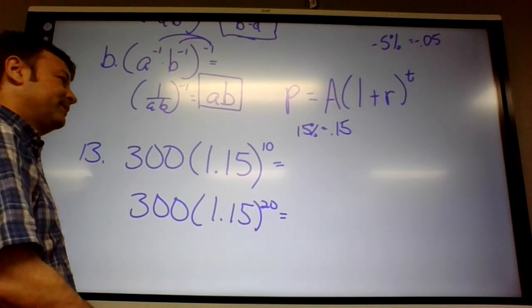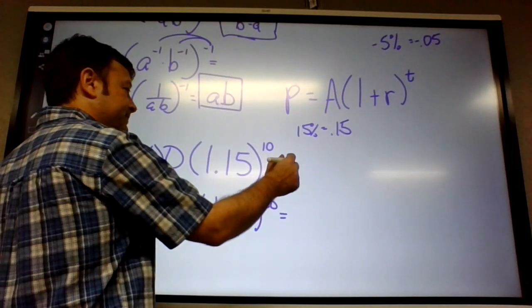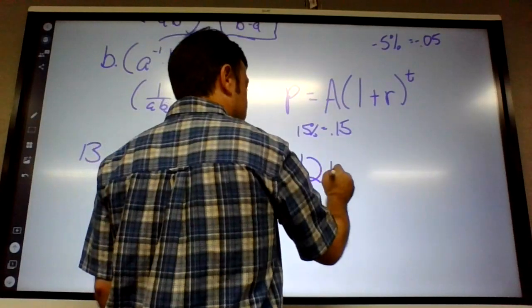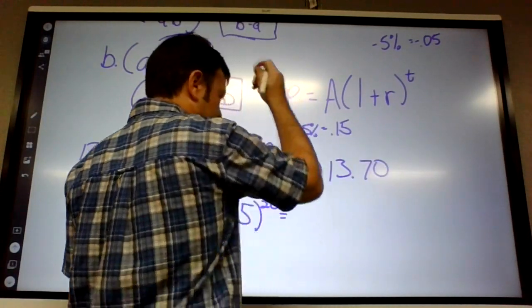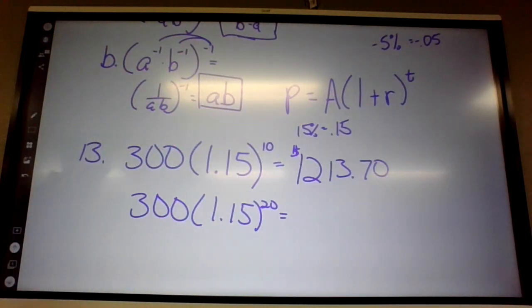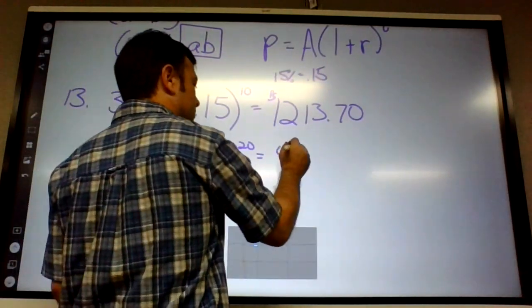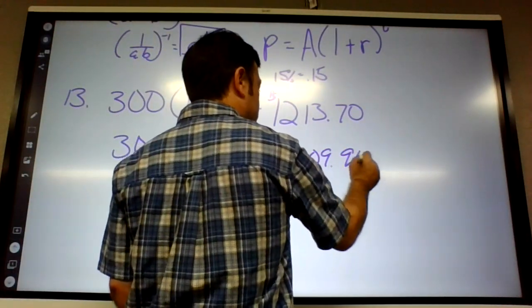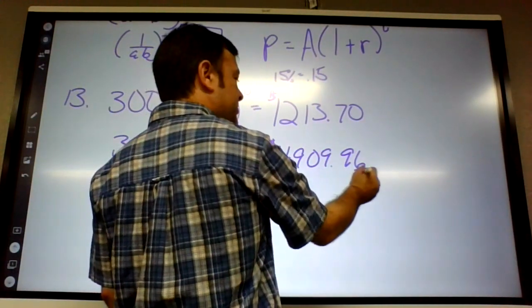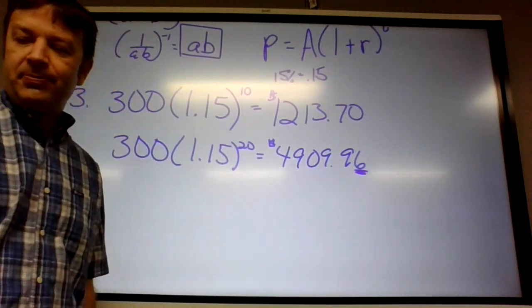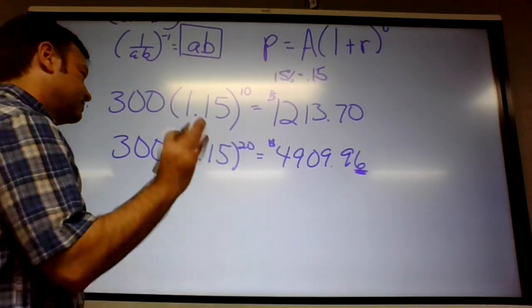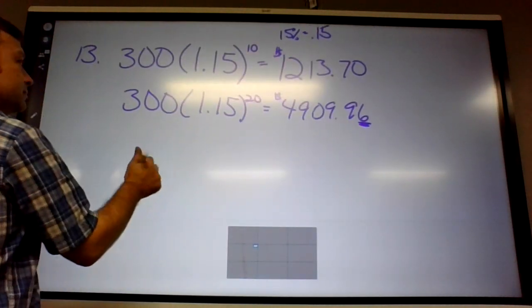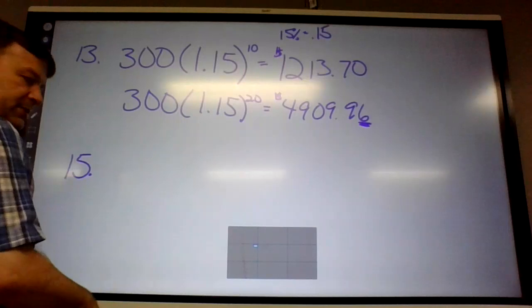So it's a problem. All right, who plugged it in? What do we get? 1,213.70. Okay, this is money, so 70 cents. What's the other one? 4,909.96. If you have to round it, since it's money, you would round to the 1 cent place. It looks like the book rounded to the nearest dollar, but they didn't tell us to, so.